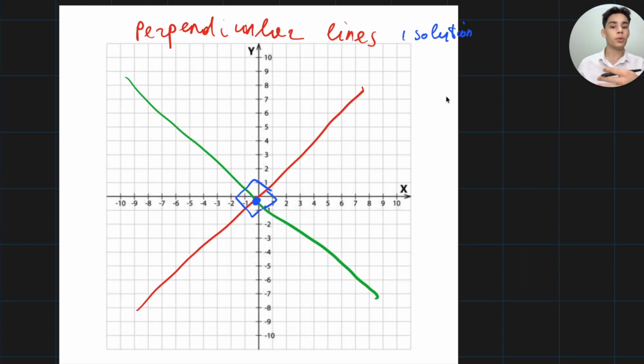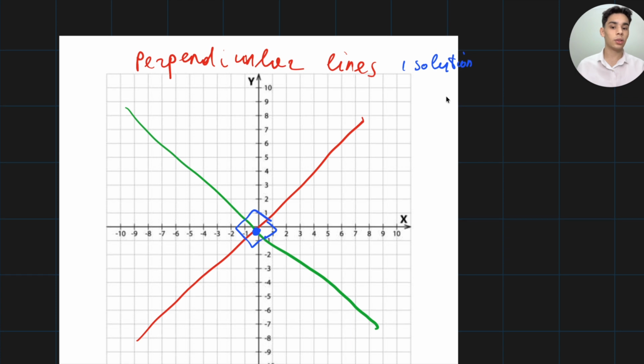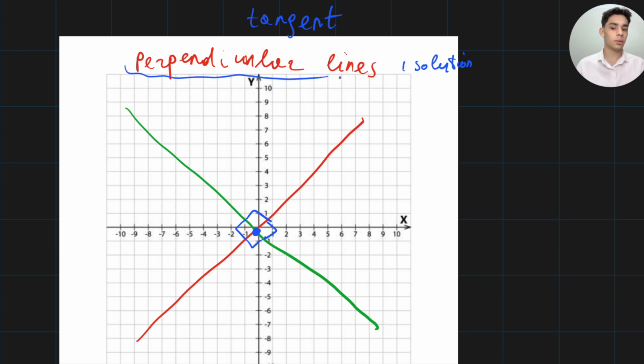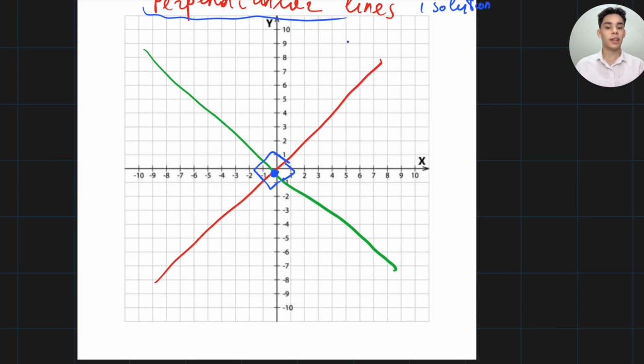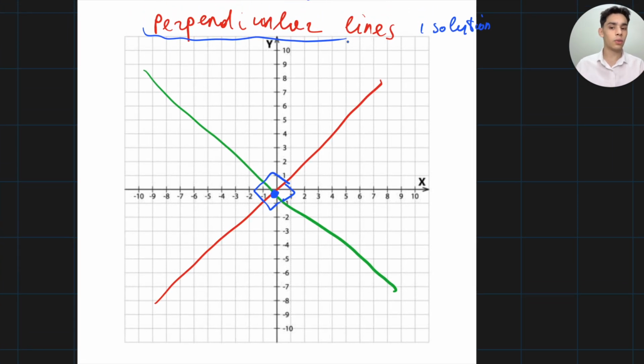Now, in the future, you might see another name for perpendicular lines, which is tangent. I'm just saying it now so that in the future, when you see this word, it basically means that when intersecting, your lines create a 90-degree angle, or basically perpendicular lines. Great. How do we find or create perpendicular lines?